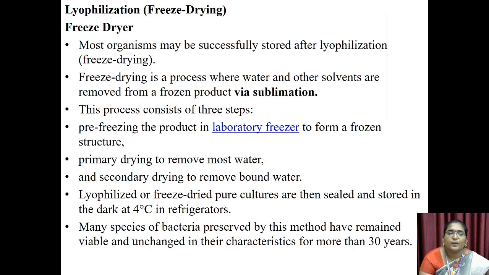Lyophilization, freeze drying. Freeze dryer. Most organisms may be successfully stored after lyophilization. Freeze drying is a process where water and other solvents are removed from a frozen product via sublimation. This process consists of 3 steps. Pre-freezing the product in laboratory freezer to form a frozen structure. Primary drying to remove most water, and secondary drying to remove bound water.